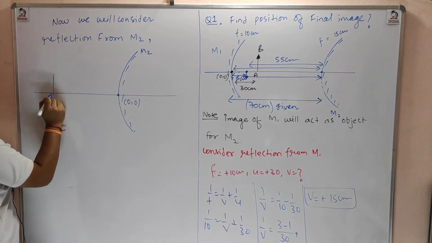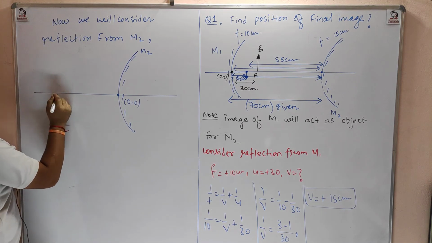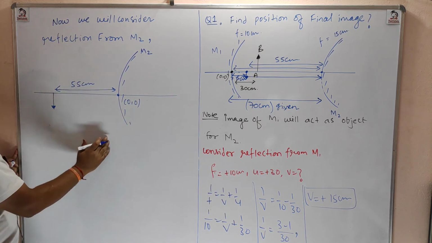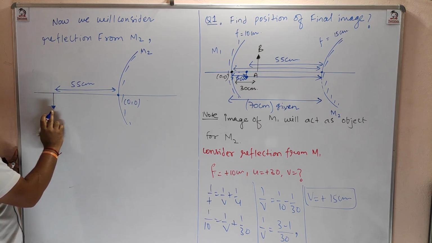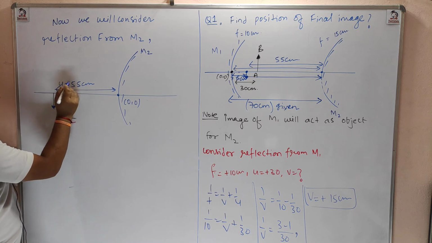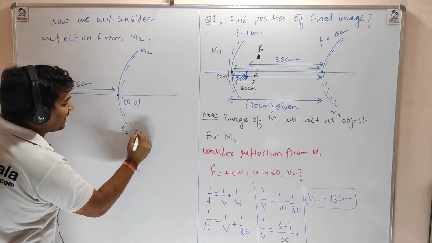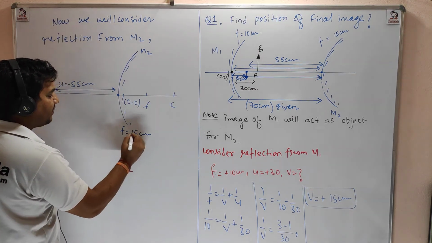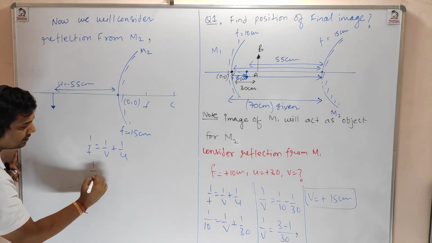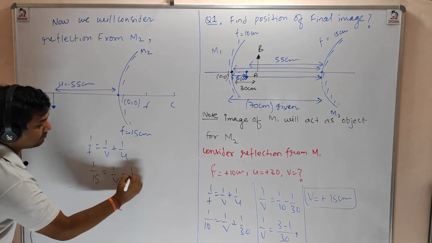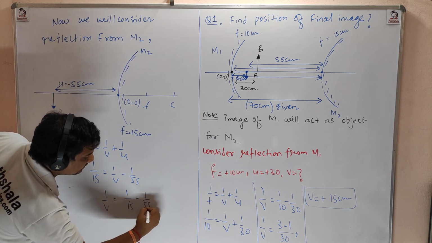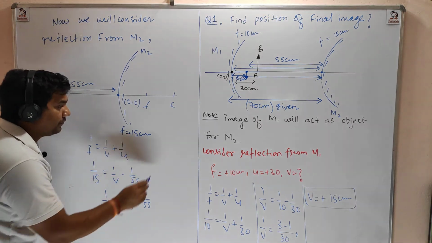Origin and the object distance. The first image will act as the object for the second mirror, 55 centimeter. Now this first image will act as the object, so this must be the object distance, minus 55 centimeter. Focus is 15 centimeter because it will lie on the right hand side, that's why it must be positive. Now let's apply the mirror formula once again. Minus 1 by 55. Okay, now solve this. This is correct. You will get the correct answer now.